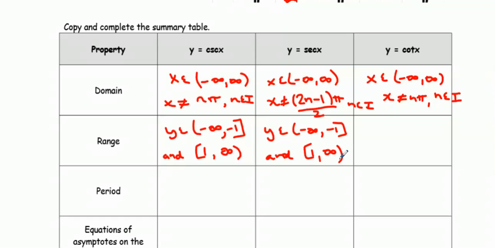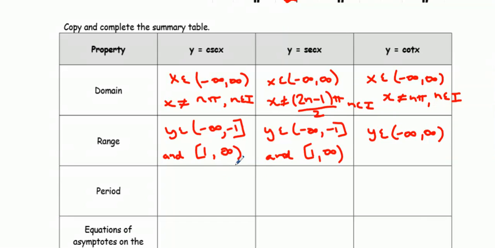Okay, let's think about cotan and the range for that. Hopefully you can see that there is no max or min, there's no local maxes or mins. It just goes on forever in both directions, so you're just going to say y is an element of negative infinity to infinity.